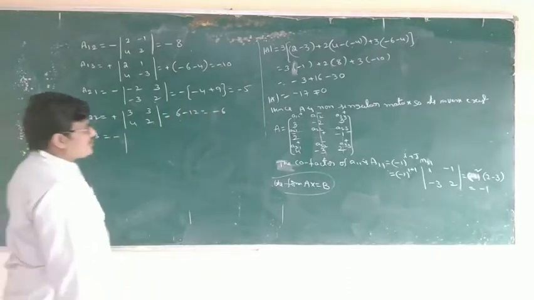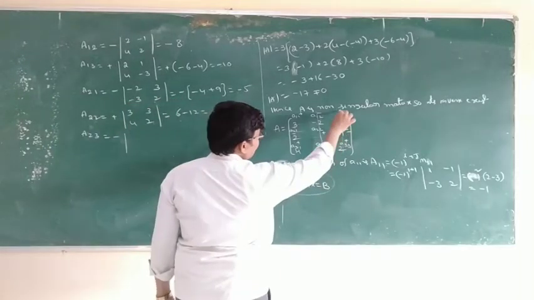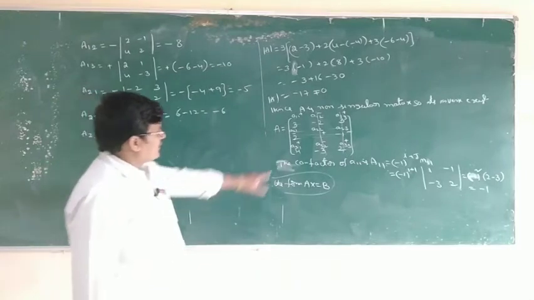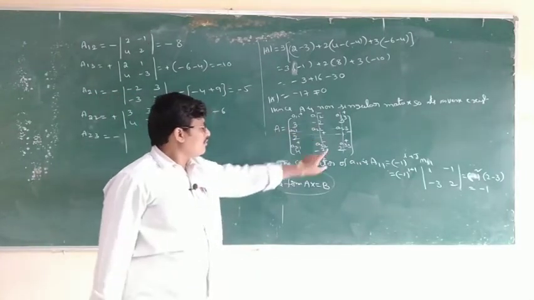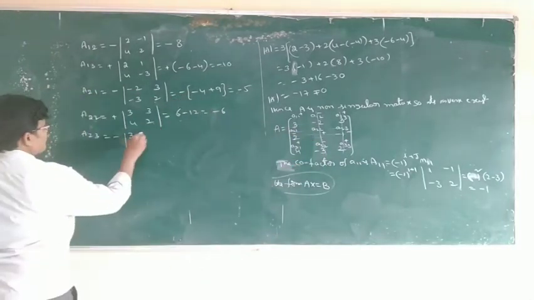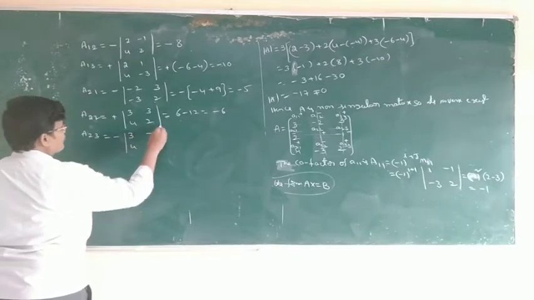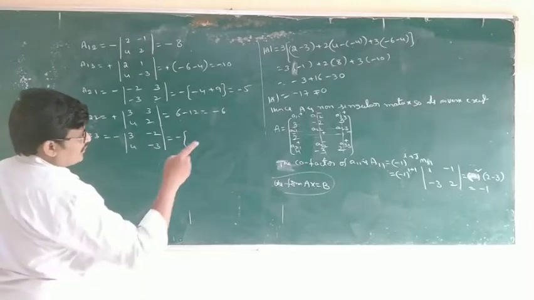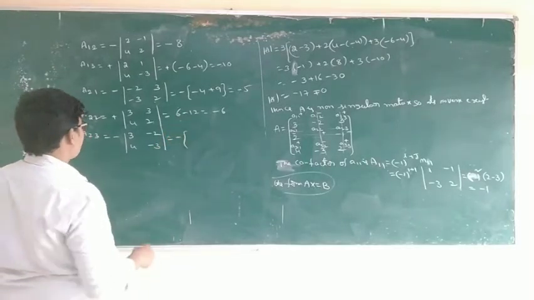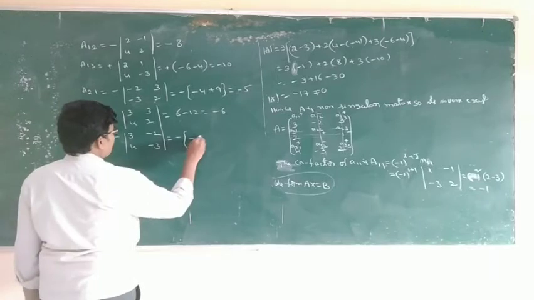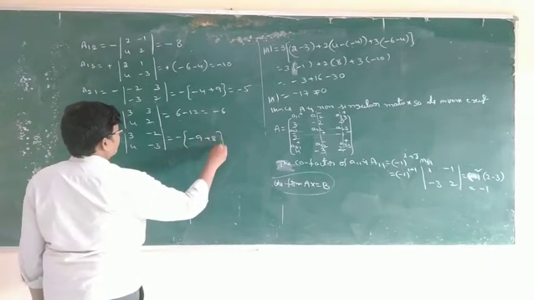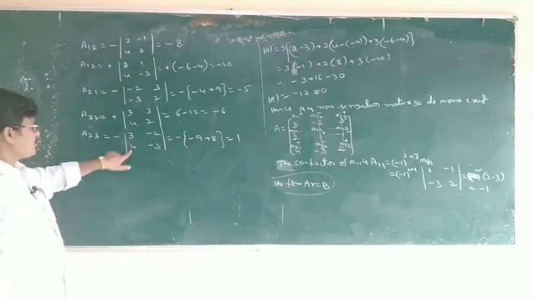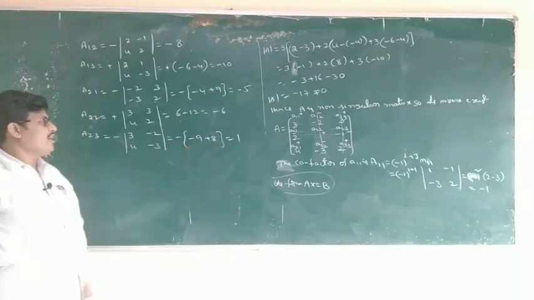Next, A23: the position is minus, with the corresponding row and column removed, remaining 3 minus 2, 4 minus 3. So that is equal to minus of 3 into minus 3, minus 9, plus 8, minus 2 into 4, minus 8. Minus of minus 8 plus 8. That is equal to 1.